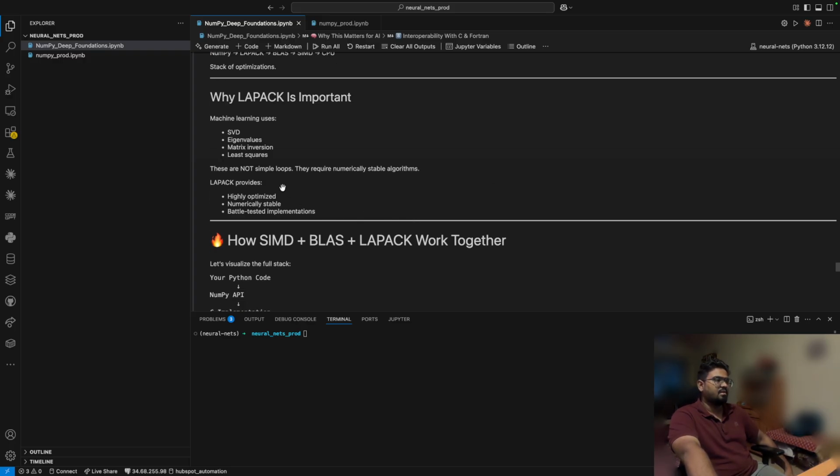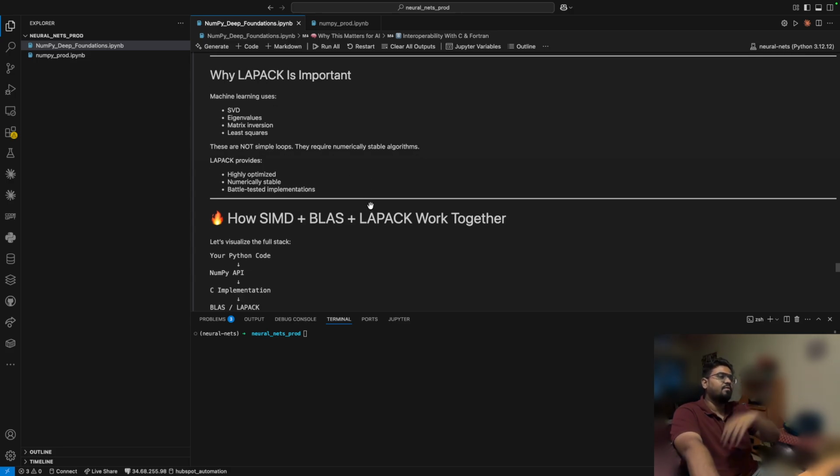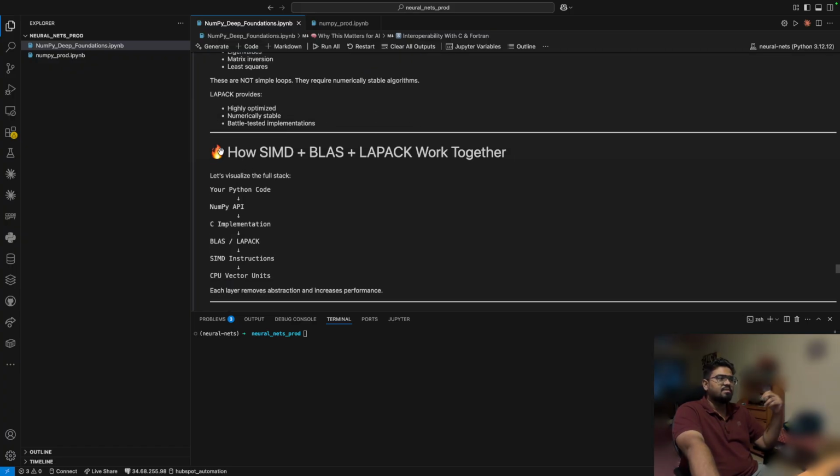So if you go with pure Python, it's not possible. I mean, it's possible, but it's going to take a lot of time, and we would never have reached models like GPT and Gemini and Claude. Sorry for the mix-up. So this is the end of the NumPy part.